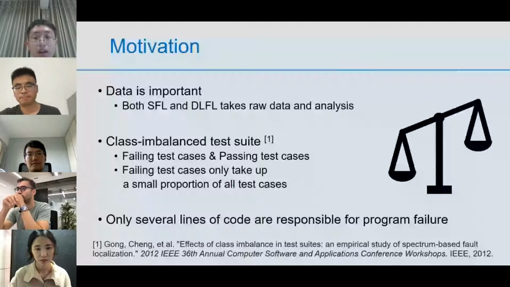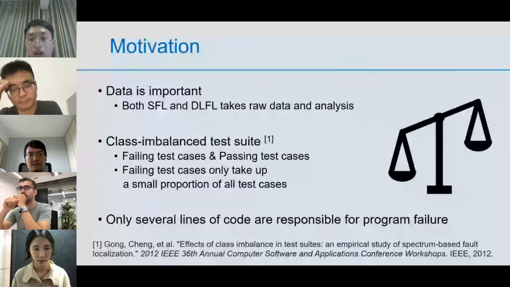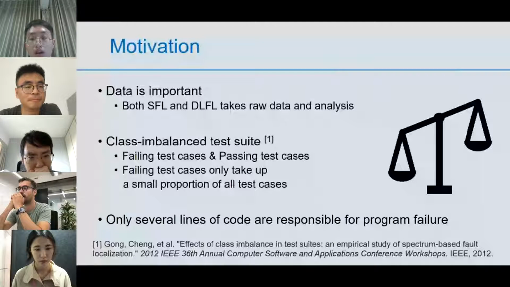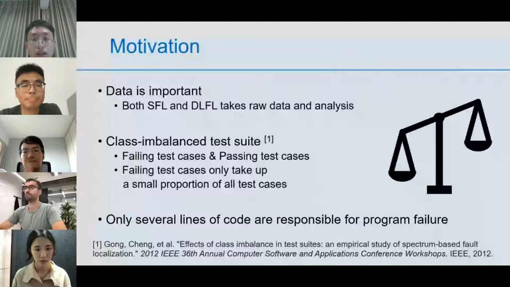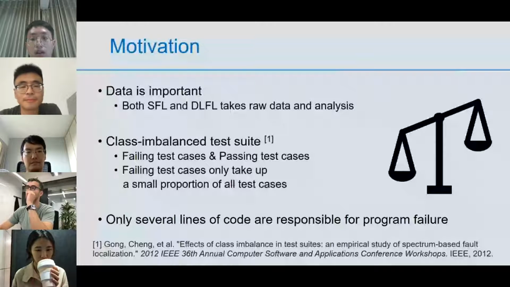From the above pipeline, we can observe that the effectiveness of SFL and DLFL heavily relies on the quality of the input raw data. But the quality of the raw data faces severe threats due to the class-imbalanced test suite in real-world programs. First, the failing test cases only take up a small proportion of all test cases, which means we face a between-class imbalance problem in the real-world test suite.